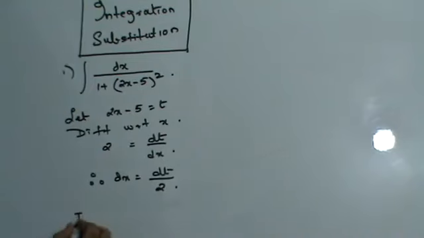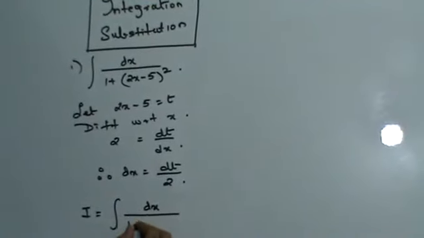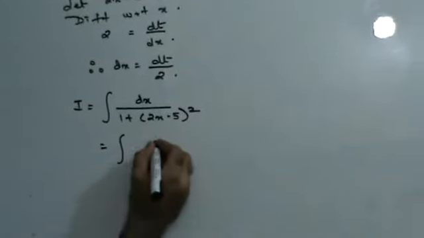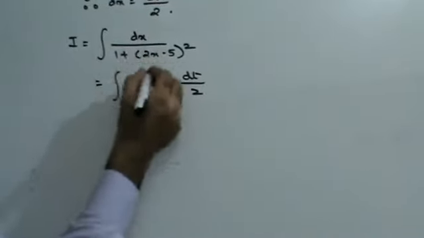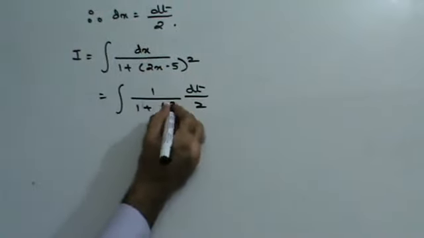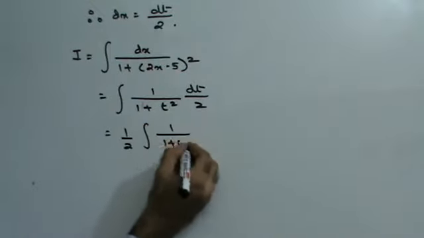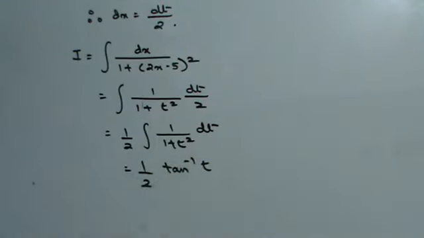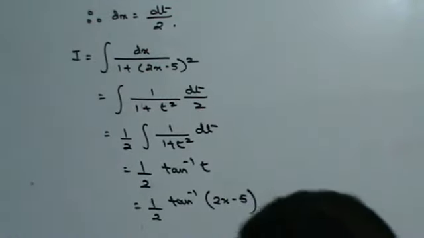Once you get this, let's see the sum, dx upon 1 plus (2x minus 5) the whole square. Instead of dx, I can write dt upon 2. 1 plus 2x minus 5, we have assumed as t, so this will be t square. Constant comes out, integral of 1 upon 1 plus t square dt. Integral of 1 upon 1 plus t square is nothing but tan inverse of t. Resubstitute the value of t, so this will be tan inverse of 2x minus 5. Fine, let's move on to the next one, guys.